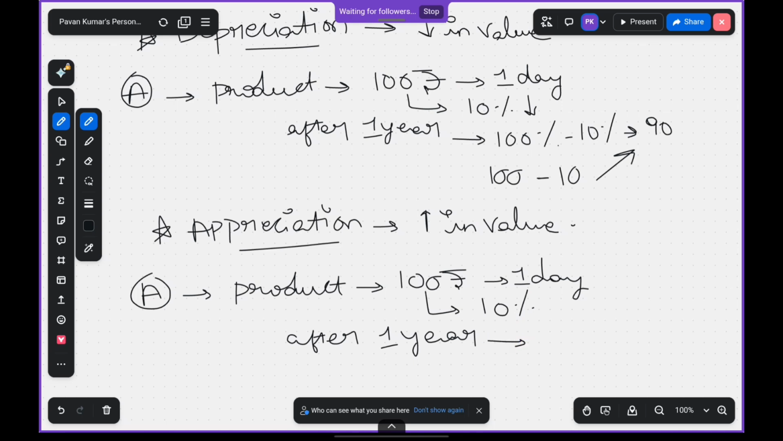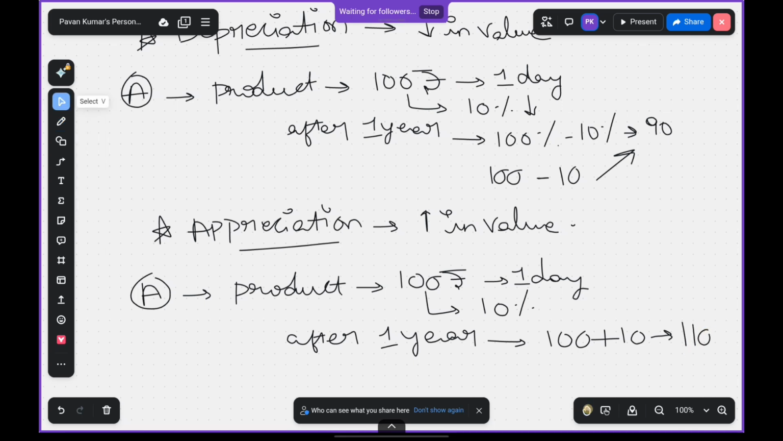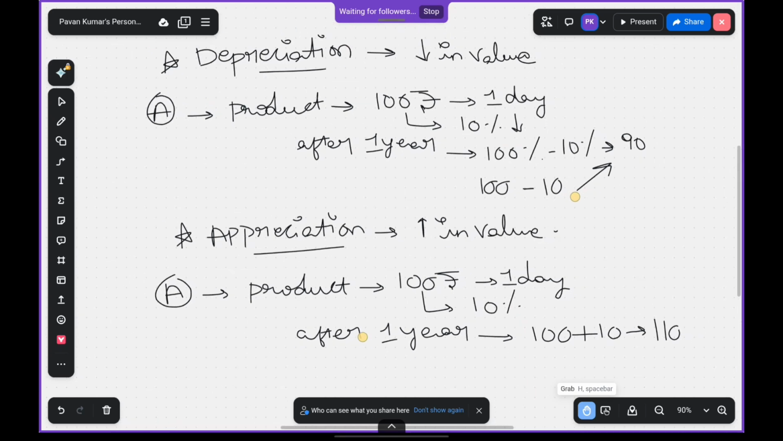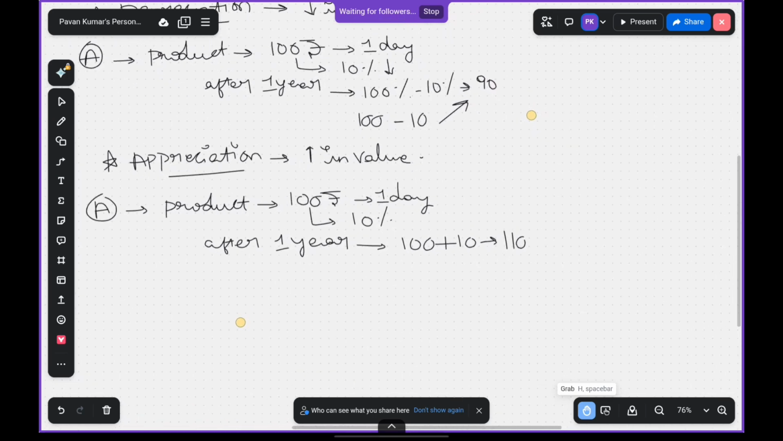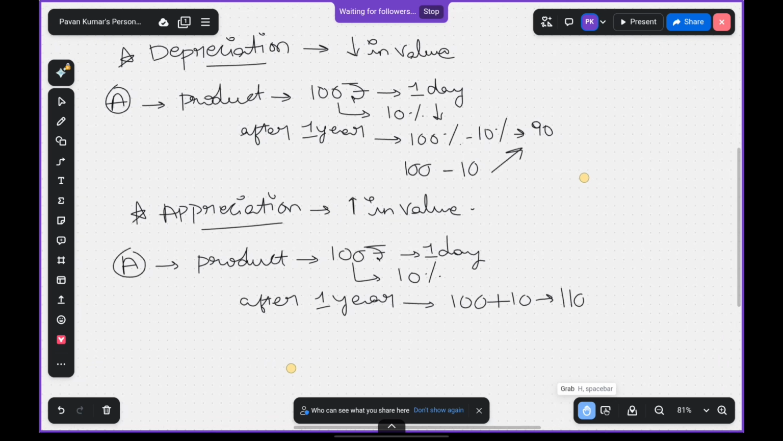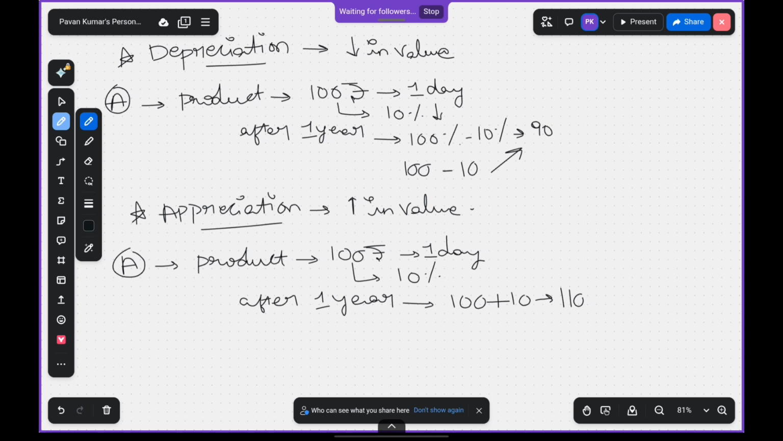So what is the value of this product after a year? What is 100% here? 100% means 100 rupees. So what is 10% out of it? It is 10. So we have to appreciate here, that means we are increasing. So obviously that becomes 110. So this is the valuation of depreciation and appreciation, right? This is how we calculate depreciation and appreciation.